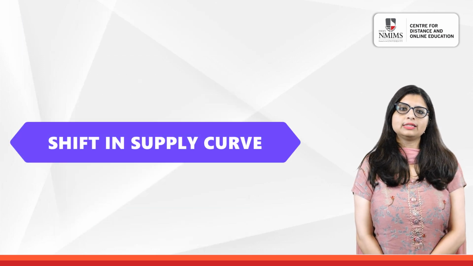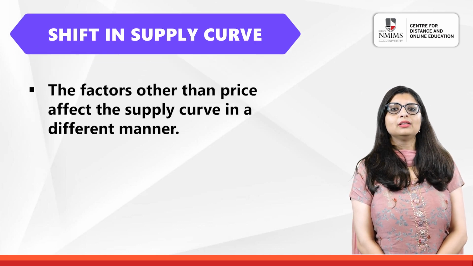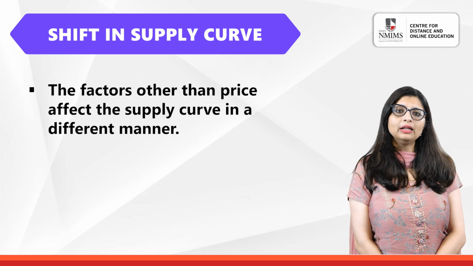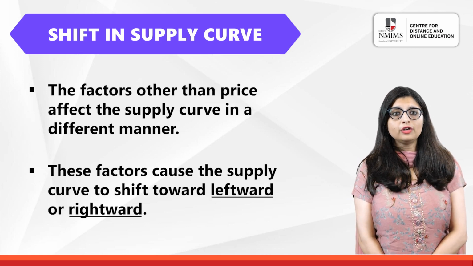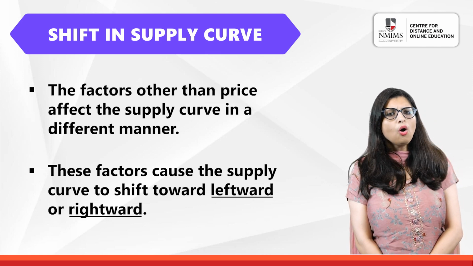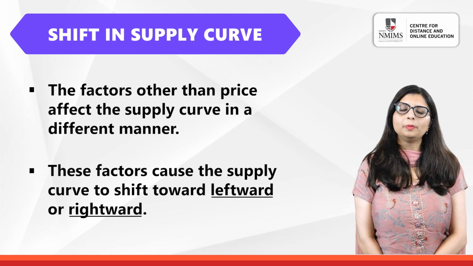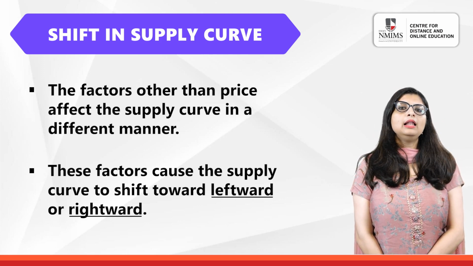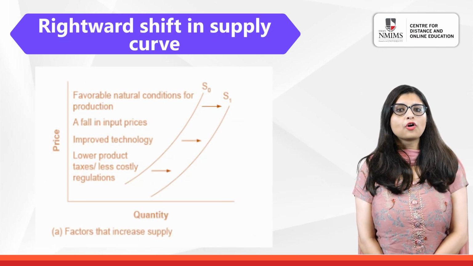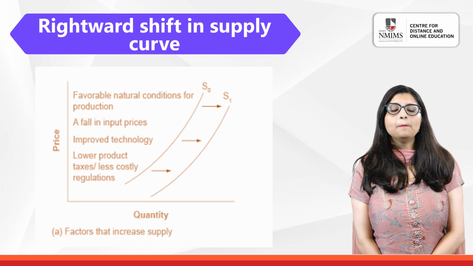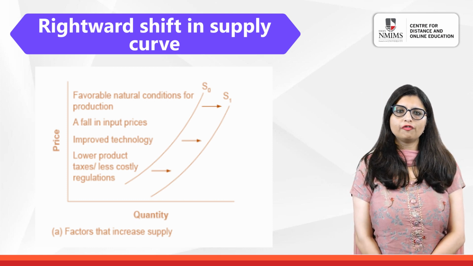Coming to the shift in the supply curve, the factors other than price affect the supply curve in a different manner. These factors cause the supply curve to shift either towards the right or left. So it could be a leftward shift or it could be a rightward shift. Let's talk about the rightward shift first. When the supply of a commodity increases but its price remains the same, there is a rightward shift.